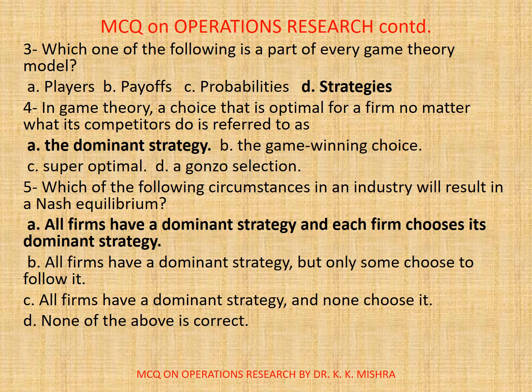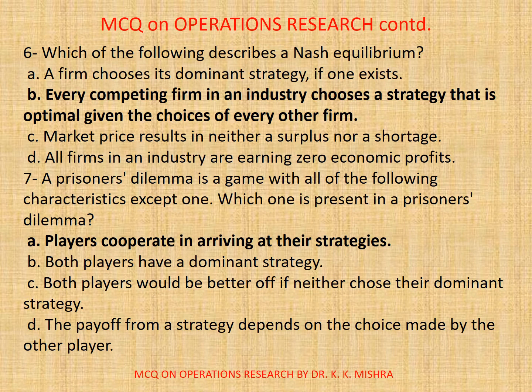5. Which of the following circumstances in an industry will result in a Nash equilibrium? The correct option is A. All firms have a dominant strategy and each firm chooses its dominant strategy. Question number 6. Which of the following describes a Nash equilibrium? So here correct option is B. Every competing firm in an industry chooses a strategy that is optimal given the choices of every other firm. This is, in fact, the Nash equilibrium.